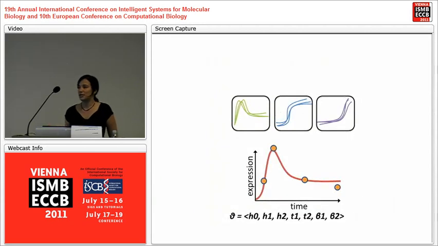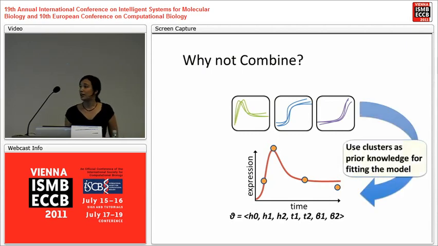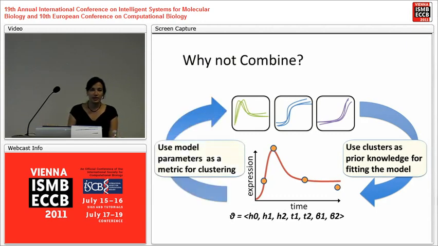So let's recap. We wanted to model the genes, but we had too many possibilities, so we had overfitting, and we wanted to cluster, but we need to find a better distance measure. So what can we do? Suppose for a minute that we do have clusters from somewhere. We can use the clusters to extract dynamical prototypes and use those as prior knowledge for the fitting to reduce the search space. And then once we get the model and the model parameters, we can use those parameters as a metric for the clustering.